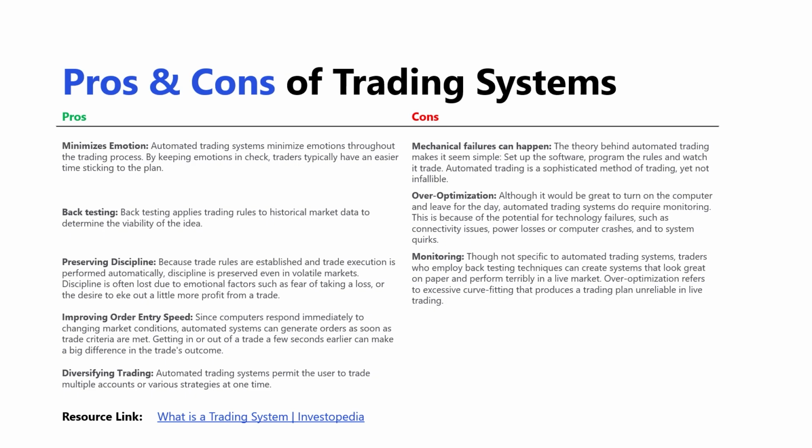Diversifying trading. Automated trading systems permit the user to trade multiple accounts or various strategies at one time. We'll find that with a trading system, we have a framework that we can follow, and we can basically scale that framework. So we can say, here's a single idea that we're implementing in our trading system. We can repeat that idea multiple times, and just change little components about it. This allows you to diversify your trading strategies, where you can have strategy 1, 2, 3, and so on, and each one of them could potentially be trading something a little bit different. So that's just some of the pros of a trading system.